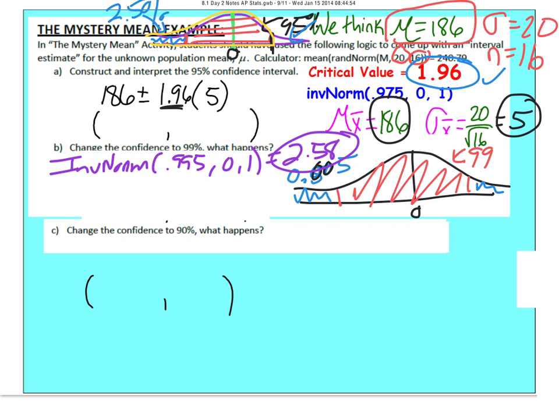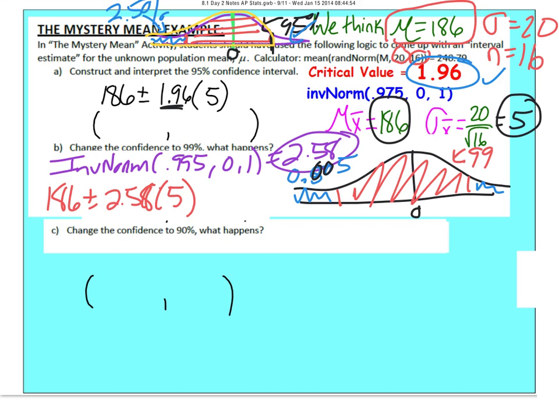So my new interval is going to look like this: 186 plus or minus 2.58 times 5, which is our standard deviation. And we could compute the interval from a low end and a high end on that one. Let's wrap it up. What happens if we do 90% confidence?